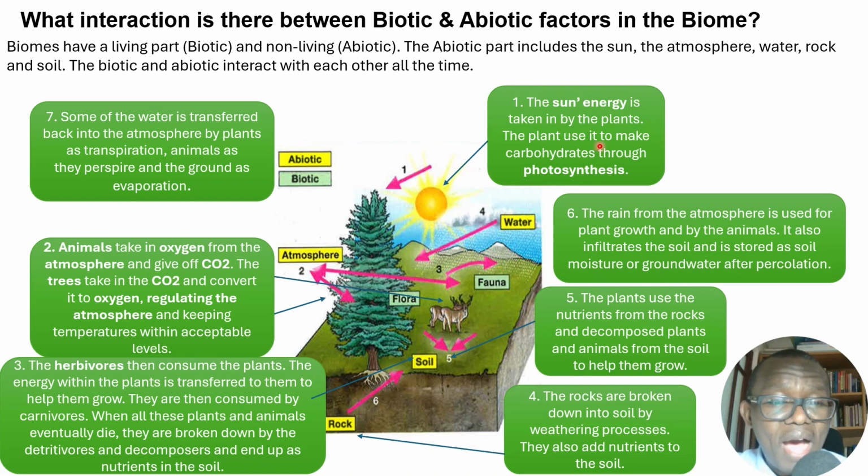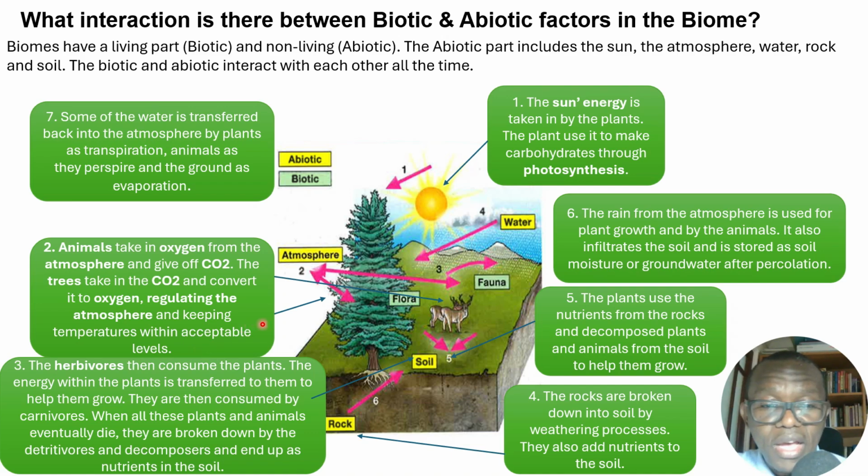Then secondly, we have animals that are taking in oxygen from the atmosphere and giving off carbon dioxide. So animals, biotic, carbon dioxide, abiotic, being given off into the atmosphere, which is abiotic. The trees then, again biotic, take the carbon dioxide and convert it into oxygen, and that regulates the atmosphere and keeps the temperatures within acceptable levels.